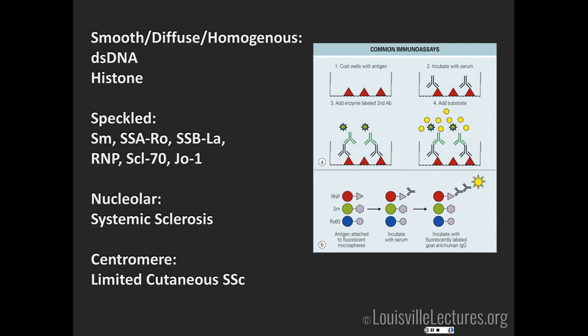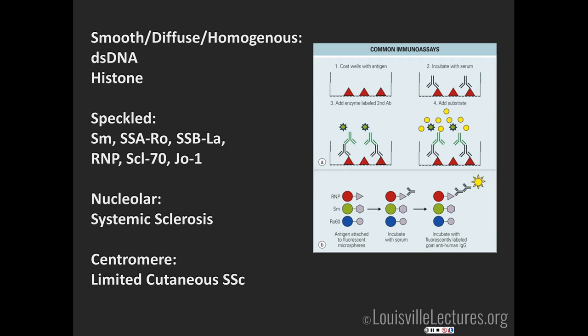And so here we have some of the patterns and the disease most closely associated with that pattern, but these are far from perfect. These are just general guidelines. If you have a smooth, diffuse, homogeneous pattern, your antibody, if you're going to catch one, is probably going to be double-stranded DNA or antihistone. Speckled can pretty much be anything. Nucleolar typically is going to be a systemic sclerosis spectrum disease, but not always. And then we already said centromere is basically going to be limited cutaneous scleroderma.